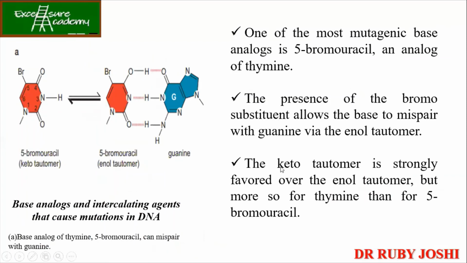Now, so what is the problem? Right now with 5-bromouracil, instead of base pairing with A, it is base pairing with the G. Okay?